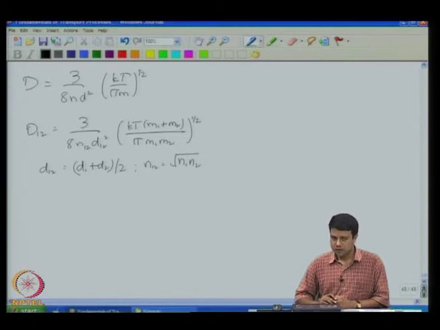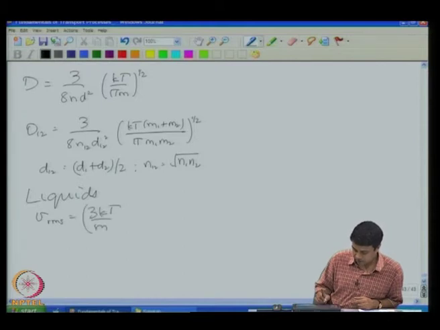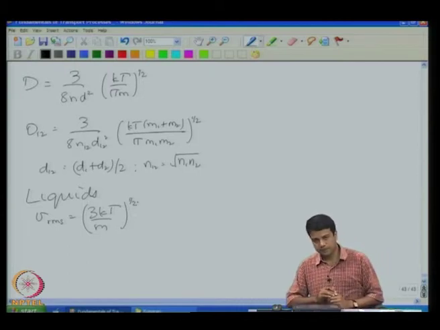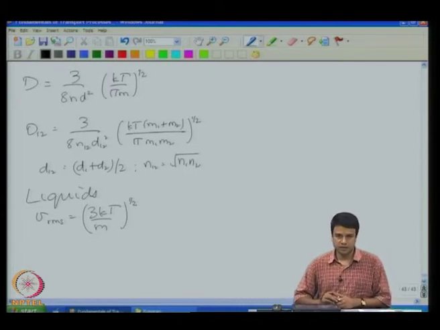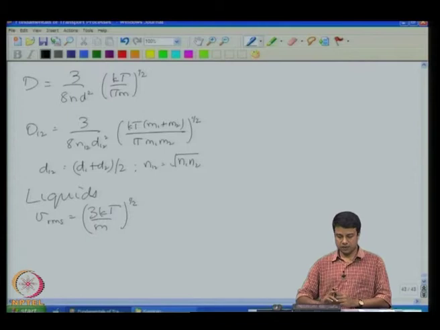How about for liquids? So, for gases, I said the diffusion coefficient is of the order of 10 power minus 5 meter square per second. For liquids, the thermal velocity is the same, the VRMS. So, for liquids, VRMS is still equal to (3 kT by m) to the power half. The thermal velocity is the same whether it is in gases or in liquids. The only thing is, in liquids the distance between the molecules is small, therefore, the molecules cannot move very far between successive interactions. So, that is the only difference between liquids and gases.